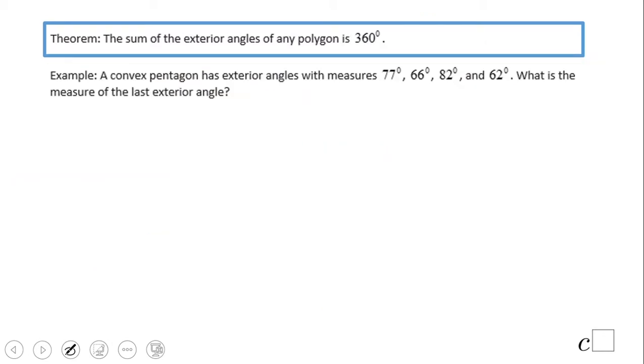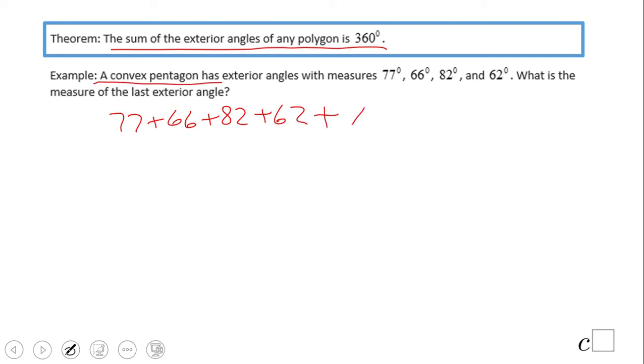The next theorem we're going to look at, the next topic, is about the exterior angles of a polygon. And look here, the sum of the exterior angles of a polygon is 360. A very important theorem for polygons. So basically here you don't even have to draw the picture, just write what? 77 degrees plus 66 degrees plus 82 plus 62. These are 4 angles, right? And this polygon has 5 sides. So let's call the fifth angle X, okay, equals 360.